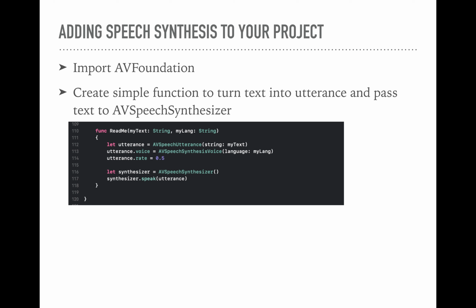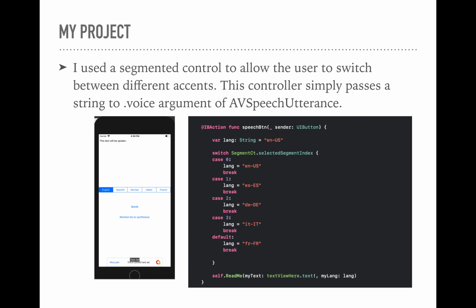To add speech synthesis to your project, you must make sure you have imported the AV Foundation framework. After that, it's as simple as creating a speech utterance object, adding a string of text to it and then passing that object to an AV speech synthesizer object. I used a segmented control to allow the user to switch between different accents. This controller simply passes a string to the .voice argument of AV speech synthesis voice.